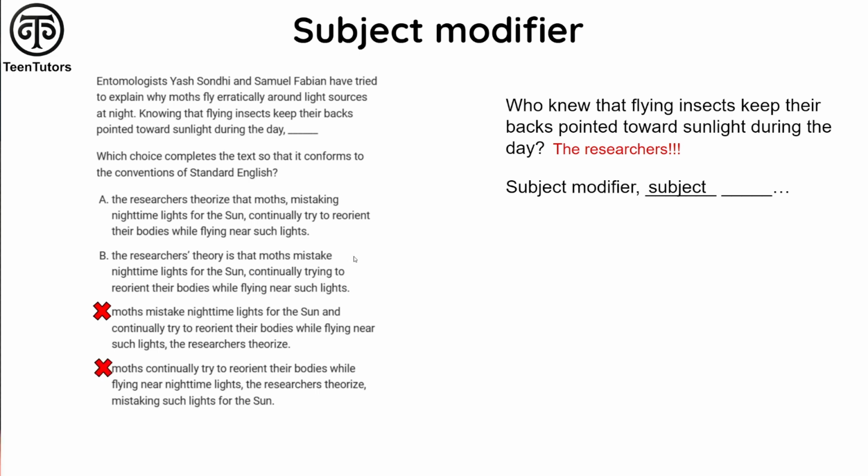And then what comes after the subject? Because now we're between A and B. What comes after the subject? After the subject has to be a verb, right? So theorize, that is a verb. That's an action, right? But theory, that's a noun. That is not a verb, right? So our answer there has to be A.